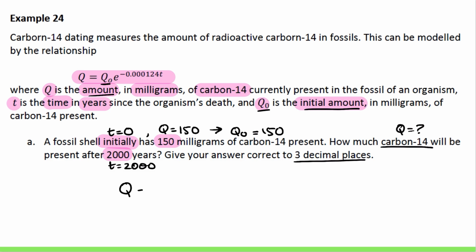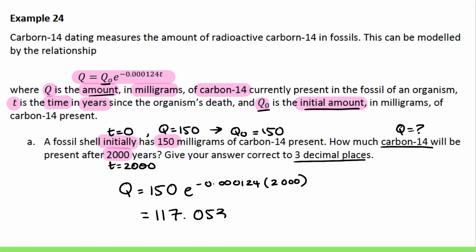So we're just going to go ahead and substitute it in. We don't know what capital Q is. We know that Q0 is 150. And then I'm just going to write out the equation that they gave us with a lot of numbers, and we are multiplying that by 2,000. Now, when you type that straight into your calculator, you will get 117.053 milligrams.